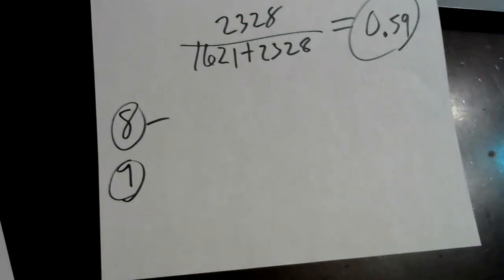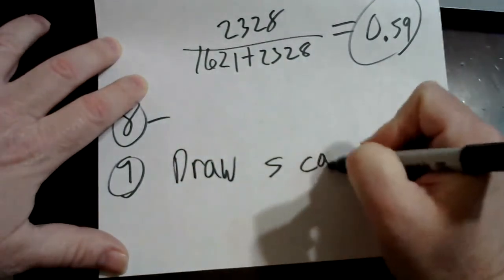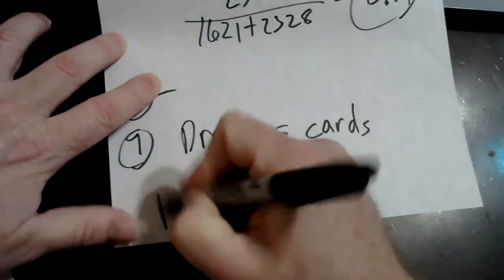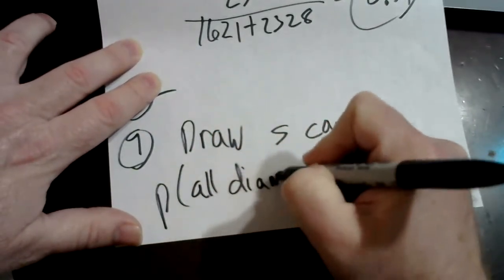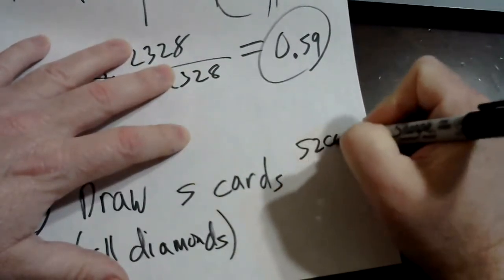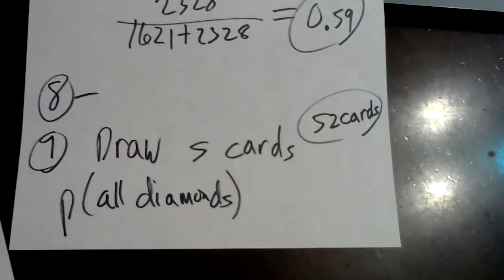Assuming we are drawing 5 cards from a standard 52 card deck, what is the probability that all cards are diamonds? So this one is a little tricky. We're going to draw 5 cards from the deck, and we want to find the probability that they're all diamonds. All right. And there are 52 cards in the deck. You should know that there are 52 cards in a standard deck of cards.